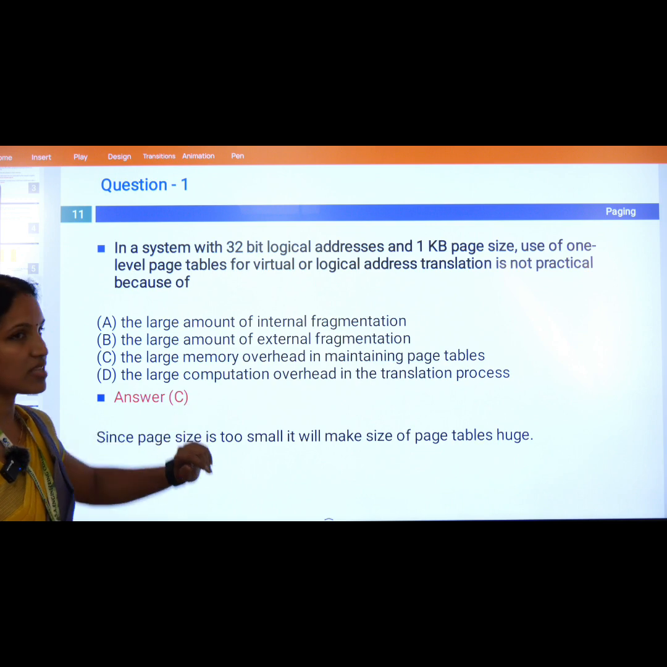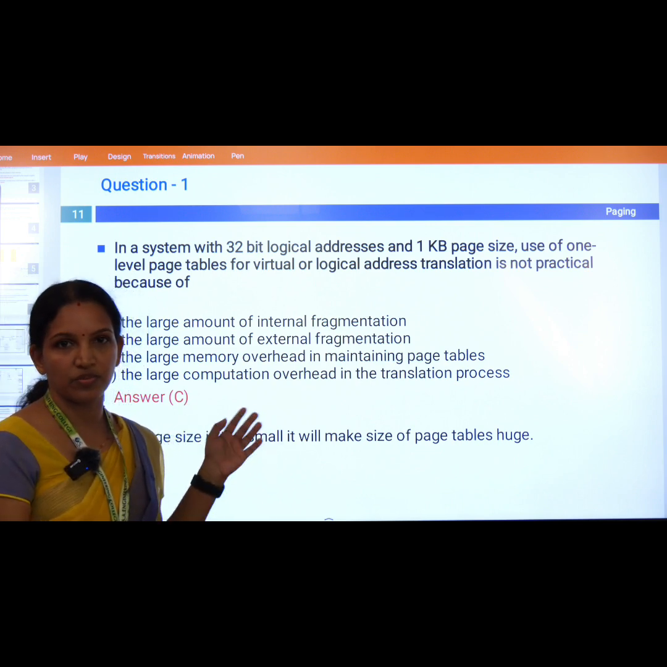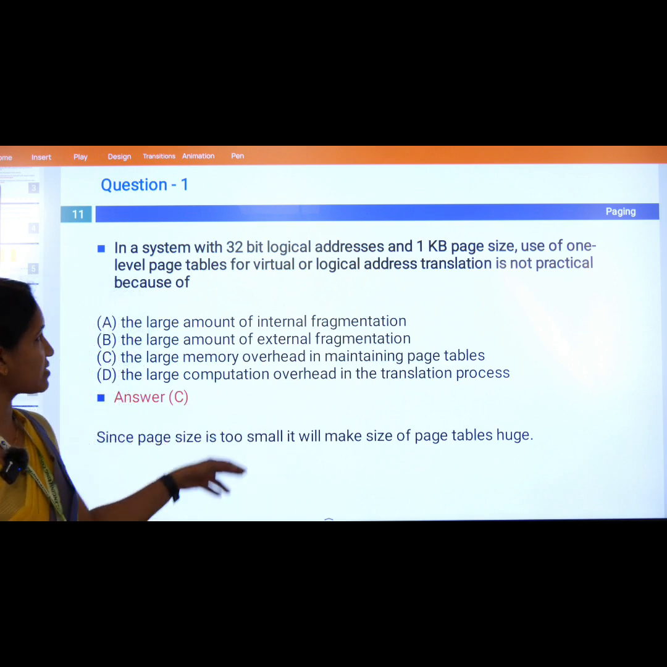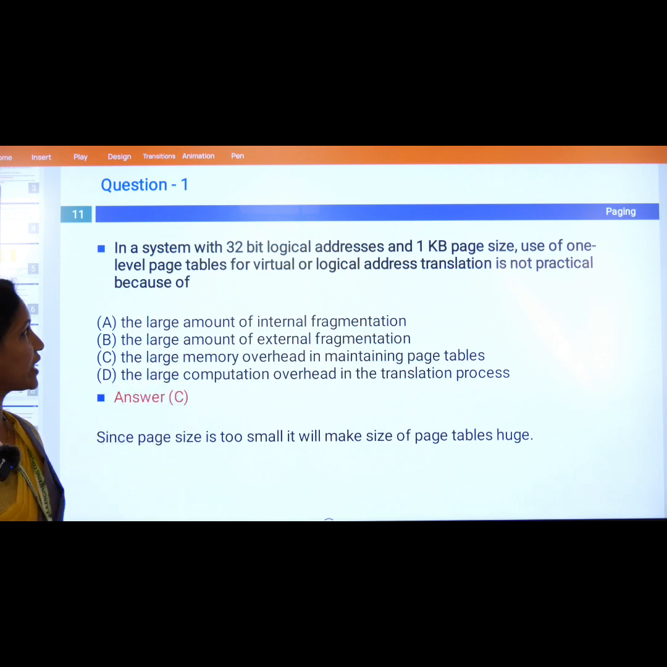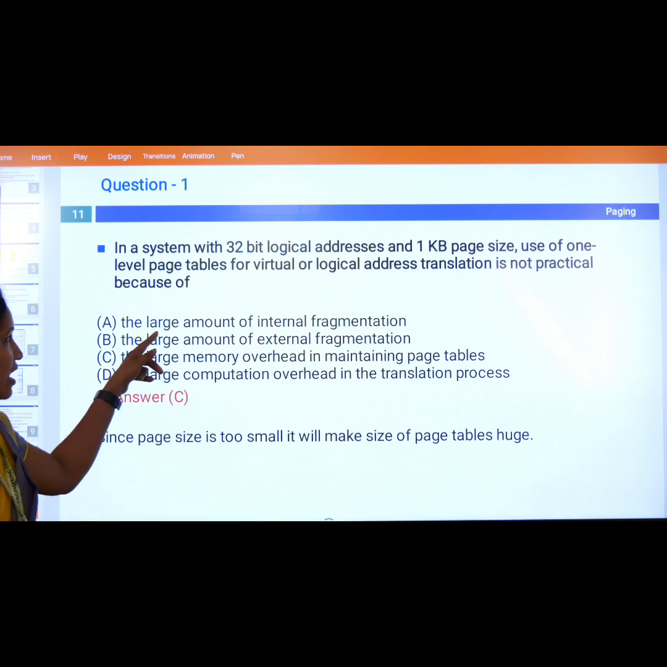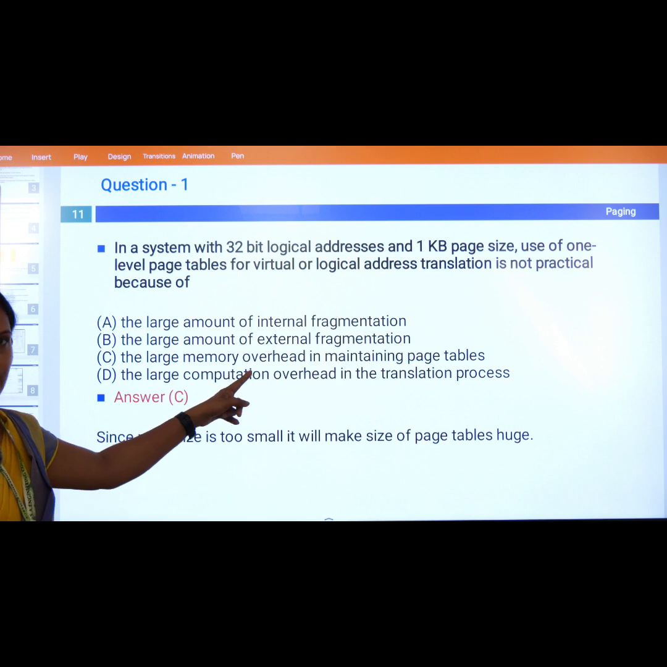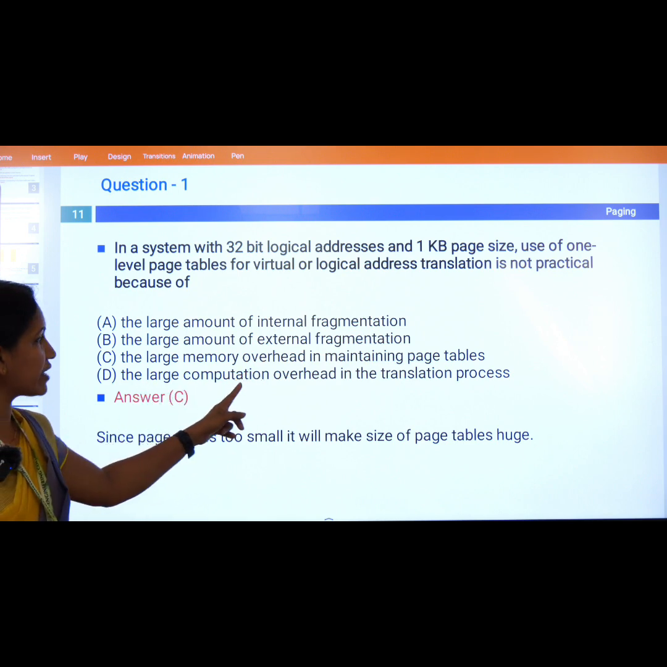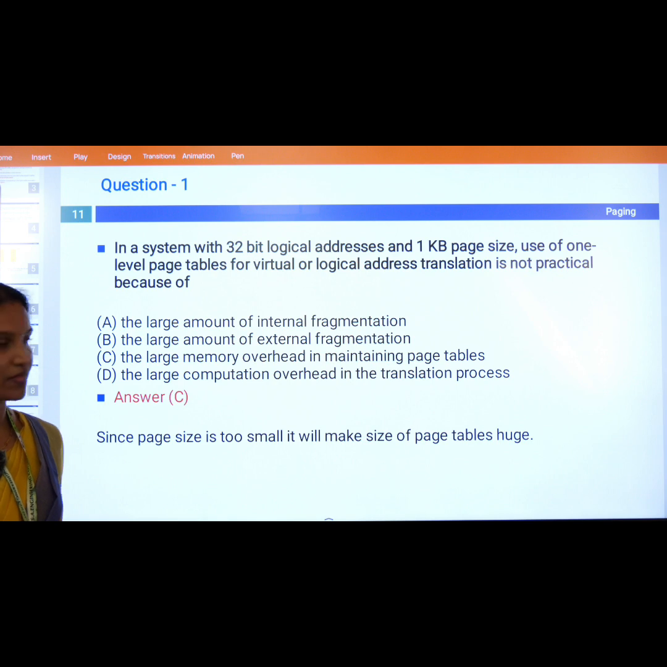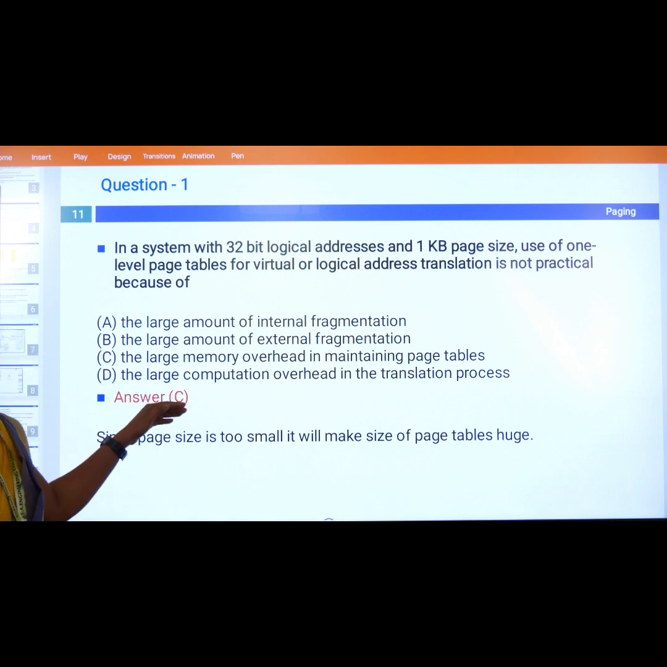Now let us see some previous GATE questions from this area. First question: in a system with 32-bit logical address and 1 KB page size, use of one-level page tables for virtual or logical address translation is not practical because of: the large amount of external fragmentation, the large amount of internal fragmentation, the large amount of memory overhead in maintaining the page tables, or the large computation overhead in the translation process. So here the option is actually C.